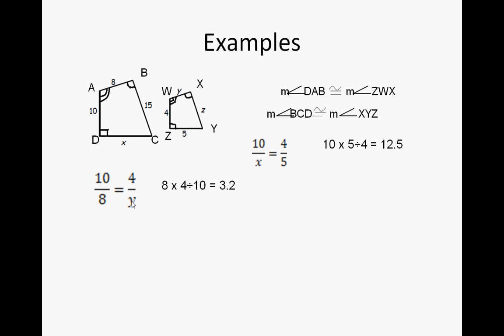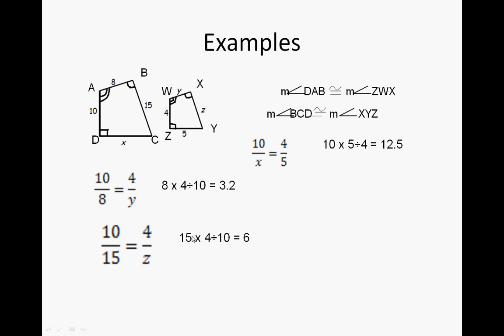Try the last one for Z. Here we go. 10 over 15, same polygon, and then 4 to Z. So 10 corresponds to 4, 15 corresponds to Z. Cross multiply and divide, and you get 6.